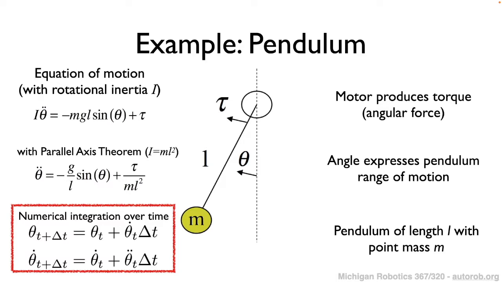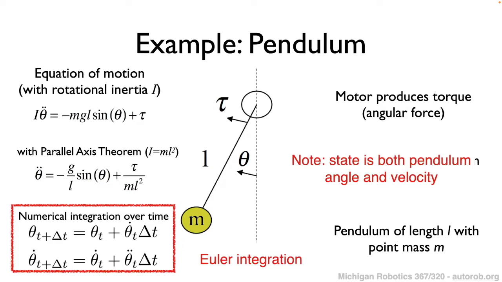What numerical integration is going to try to do is use this equation of motion that we found in order to update the state over time in a discrete fashion. In these two equations, one thing I'll point out is that this state is really the pendulum angle and the pendulum velocity. And this technique of numerical integration is what's referred to as Euler integration.